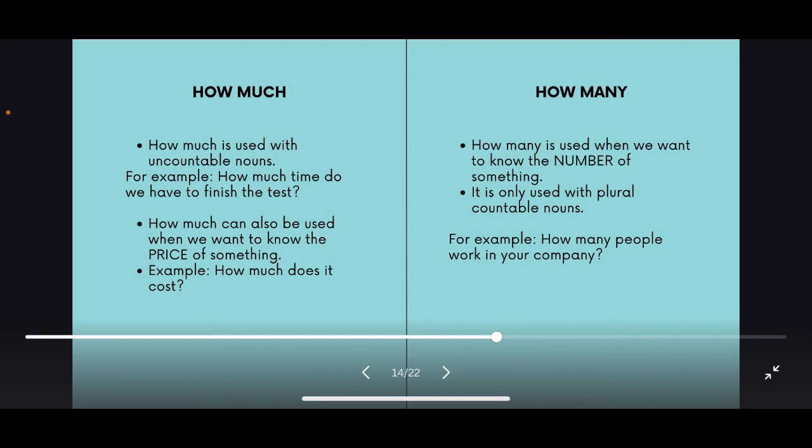In the case of how many, we use it when we want to know the number of something, and it is only used with plural countable nouns. For example, how many people work in your company? The word people is a countable noun, and it is in its plural form. Okay?